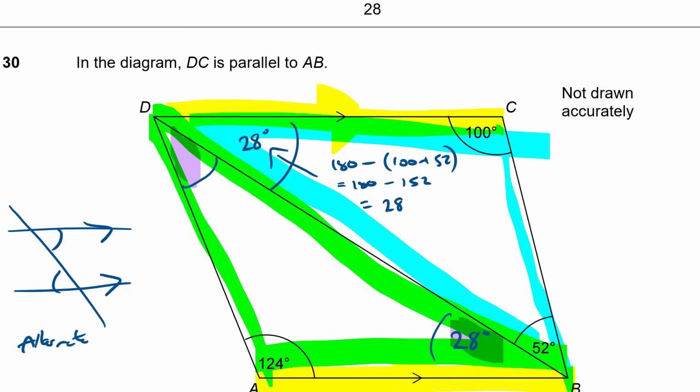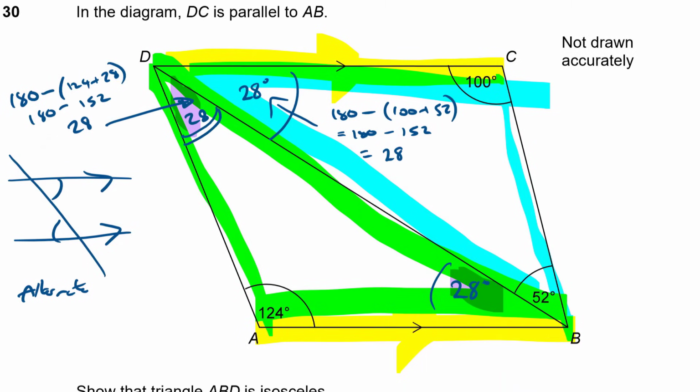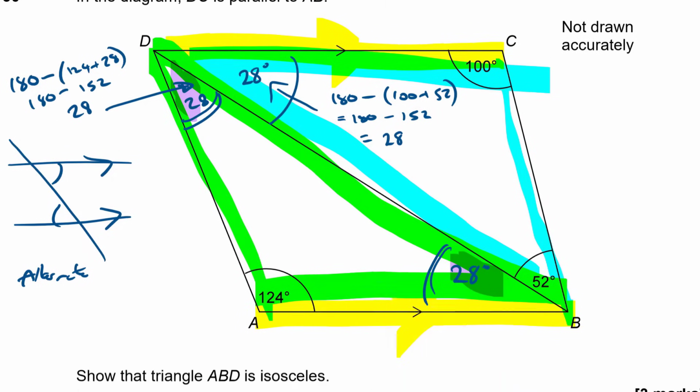So then this angle up here, again, is going to be 180 subtract the other two. So 180 subtract 124 plus 28. So 124 plus 28 is what? 124, 144, 152, isn't it? 180 minus 152. Oh, look, that's equal to 28 as well. That's also equal to 28. Okay, so we've shown then that both angles are 28 and therefore it is isosceles.